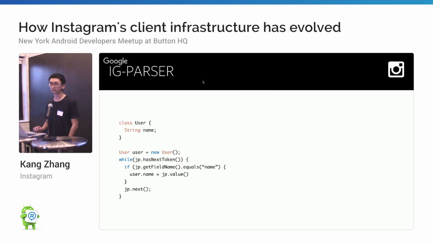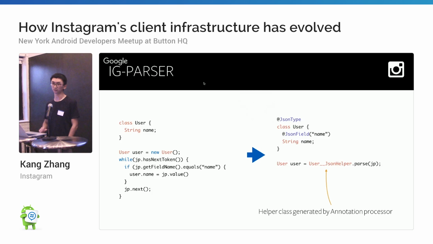So what we did is we created this tool called IGJSONParser. By the way, it's open sourced on GitHub already. What it does is it's an annotation processor. It will scan through all your model classes, analyze them, and try to generate the efficient streaming parsing code for your model class. So after we have this annotation processor, we got a very flexible framework, and we got very good performance.